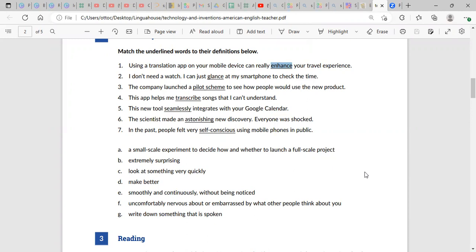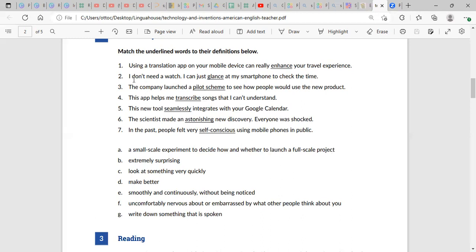Make better, perfect. So enhance means make something better, okay? Enhance your travel experience. Very good. Do you agree with this, guys? Using a translation app on your mobile device can really enhance your travel experience. Yes, right, very convenient. So a translation app is very convenient. Maybe not indispensable, but very convenient.